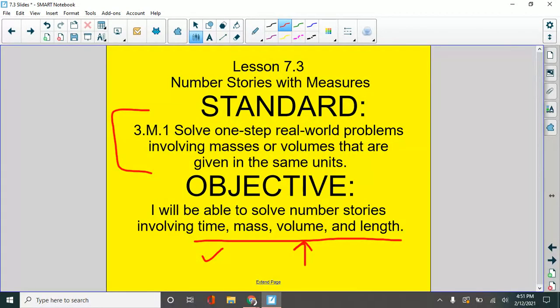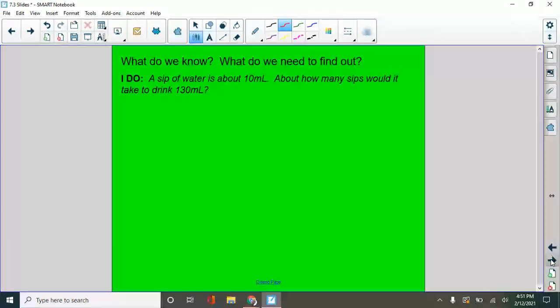Remember when we put things in water? Length, we've been doing that with rulers a lot. Mass, got to go way back to when we were weighing things with a balance. I shouldn't say weighing because mass and weight are a little bit different, but for our purposes, they're pretty close. When we are looking at a word problem, we can think about these two questions at the top. What do we know and what do we need to find out?